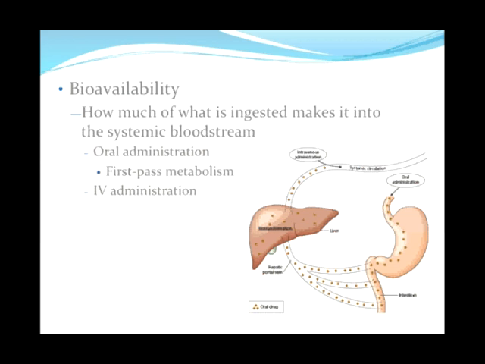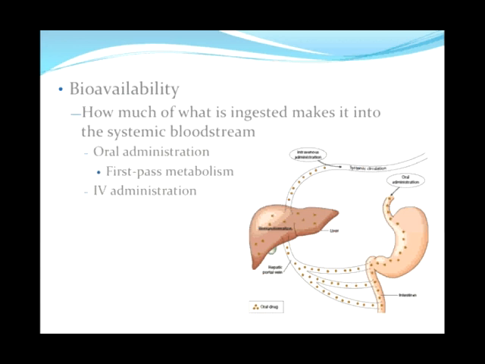So here in this figure, we actually have a visual representation of first-pass metabolism. Any substance absorbed through the intestinal mucosa, except at the very end of the rectum, will drain into the portal system and be processed by the liver before reaching the systemic circulation. And this decreases the bioavailability of the drug.